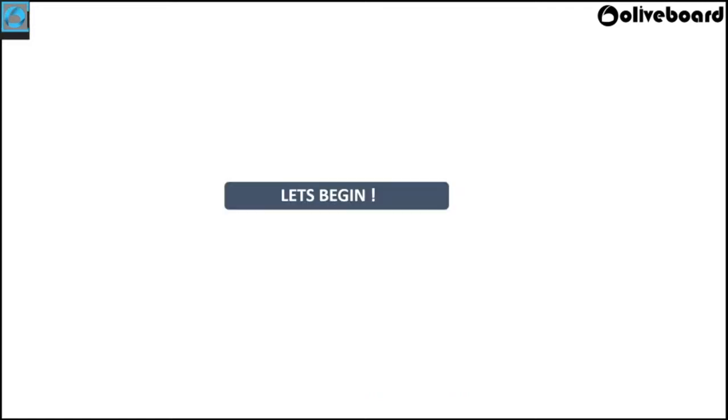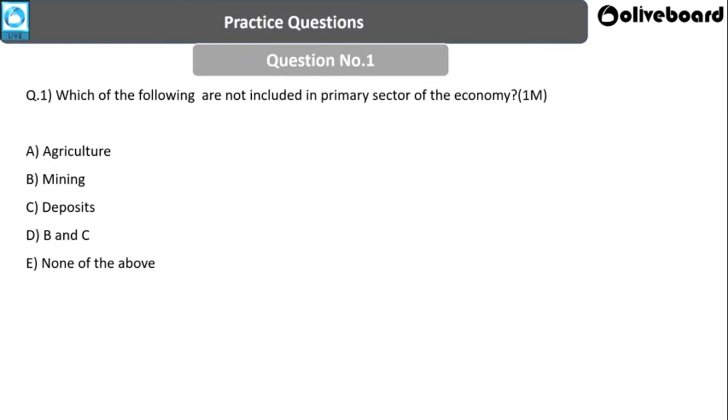With this, let's get started with our lecture series and the very first question for the day. Which of the following are not included in the primary sector of the economy? A, agriculture. B, mining. C, deposits. D, B and C. E, none of the above.